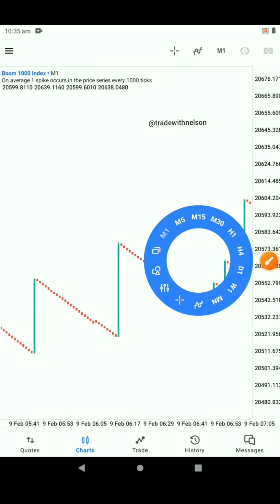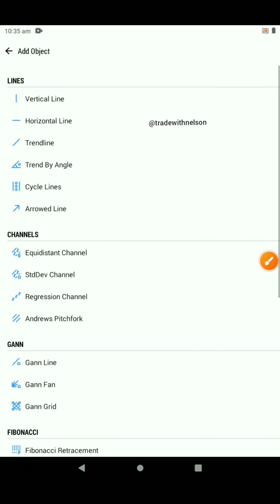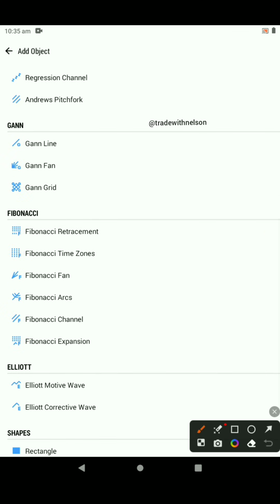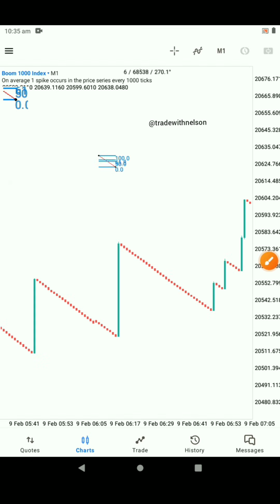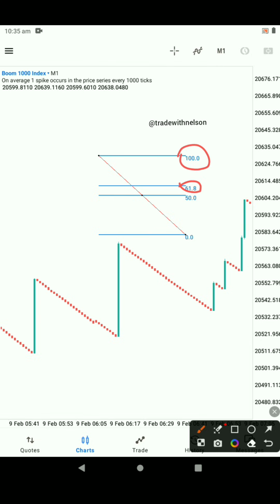So how do you get these tools? First thing you do is click on this shape icon over here, click on this add button. If you click on that, you scroll down, you pick your Fibonacci retracement. This is the fib tool. If you draw it, on my fib tool, as you can see, I have the level 100, level 61.8, level 50, and level 0.